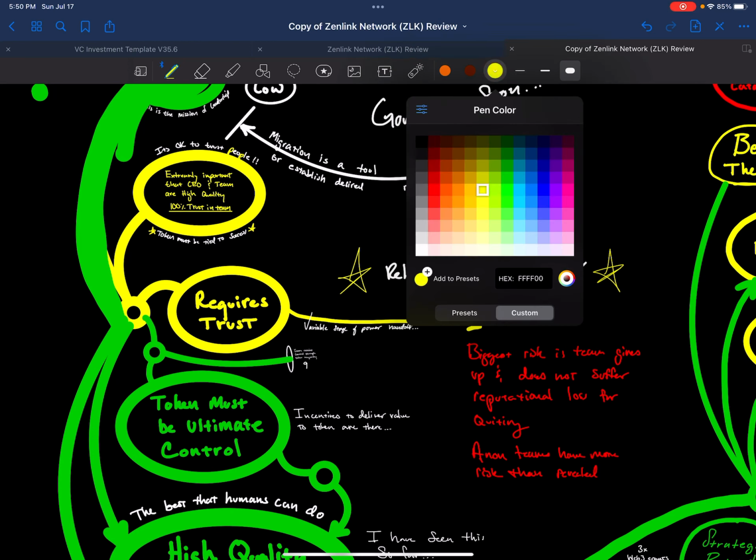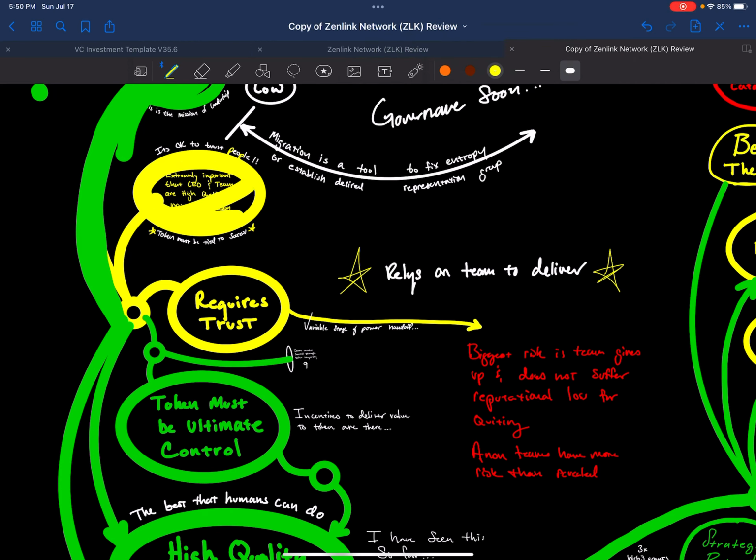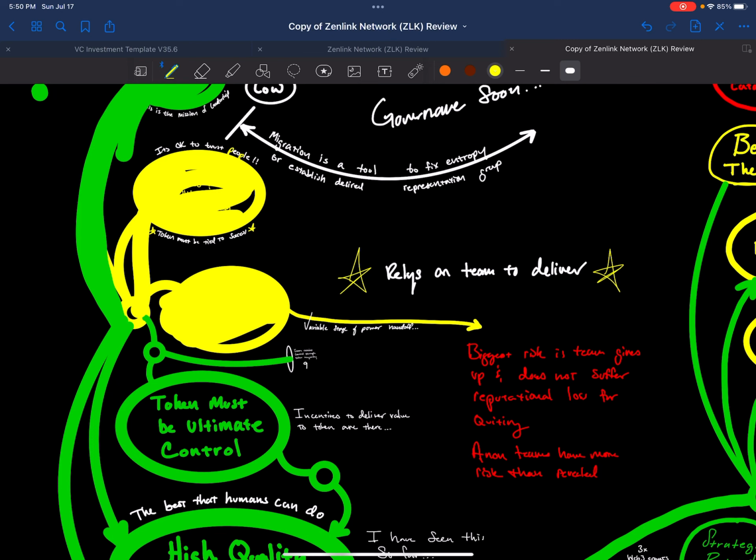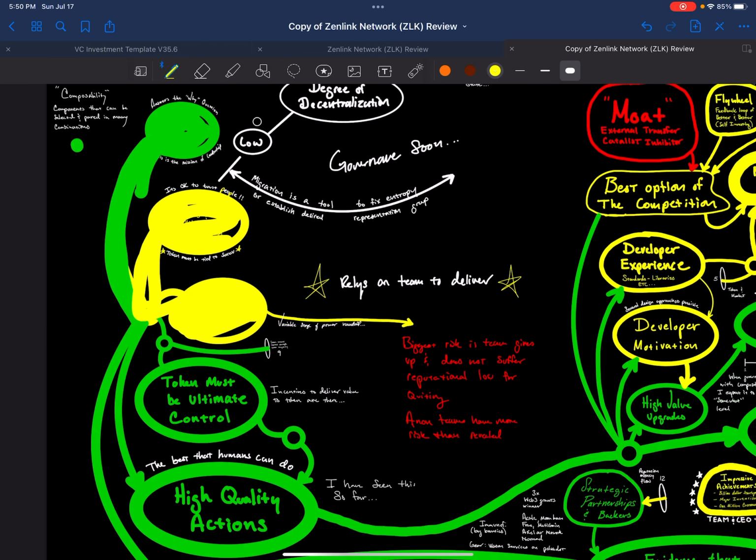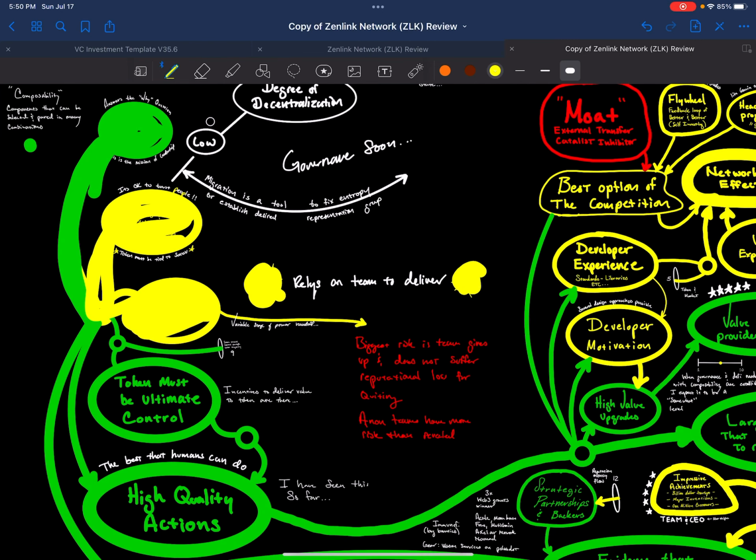That is negative or neutral. I put neutral negative because this project still relies on the team to deliver, but a lot of them are anonymous. The CEO is the only one that really revealed himself.